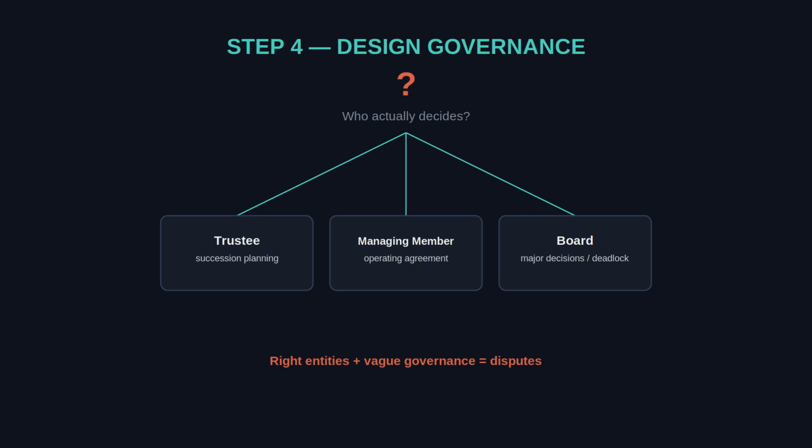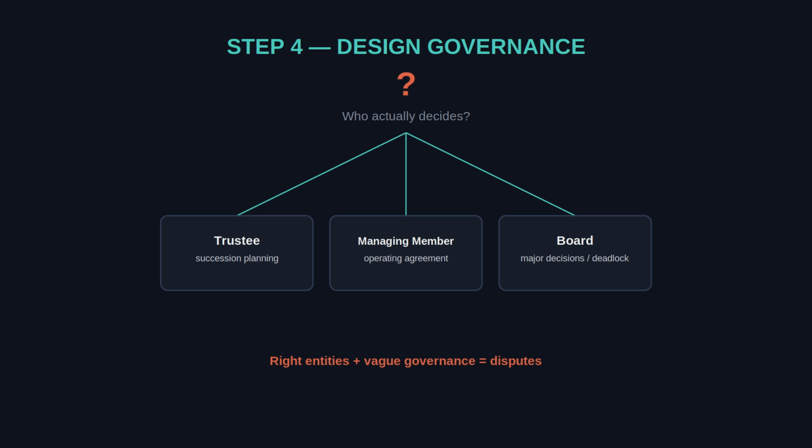Step 4 is easy to underrate: governance. The entity framework says who exists. Governance says who actually makes decisions, on what terms, and how disputes get resolved. This lives in the operating agreements, trustee provisions, and succession documents, and it needs the same level of care as the entity design itself. If you're using trusts, trustee selection and trustee succession are top-tier decisions.